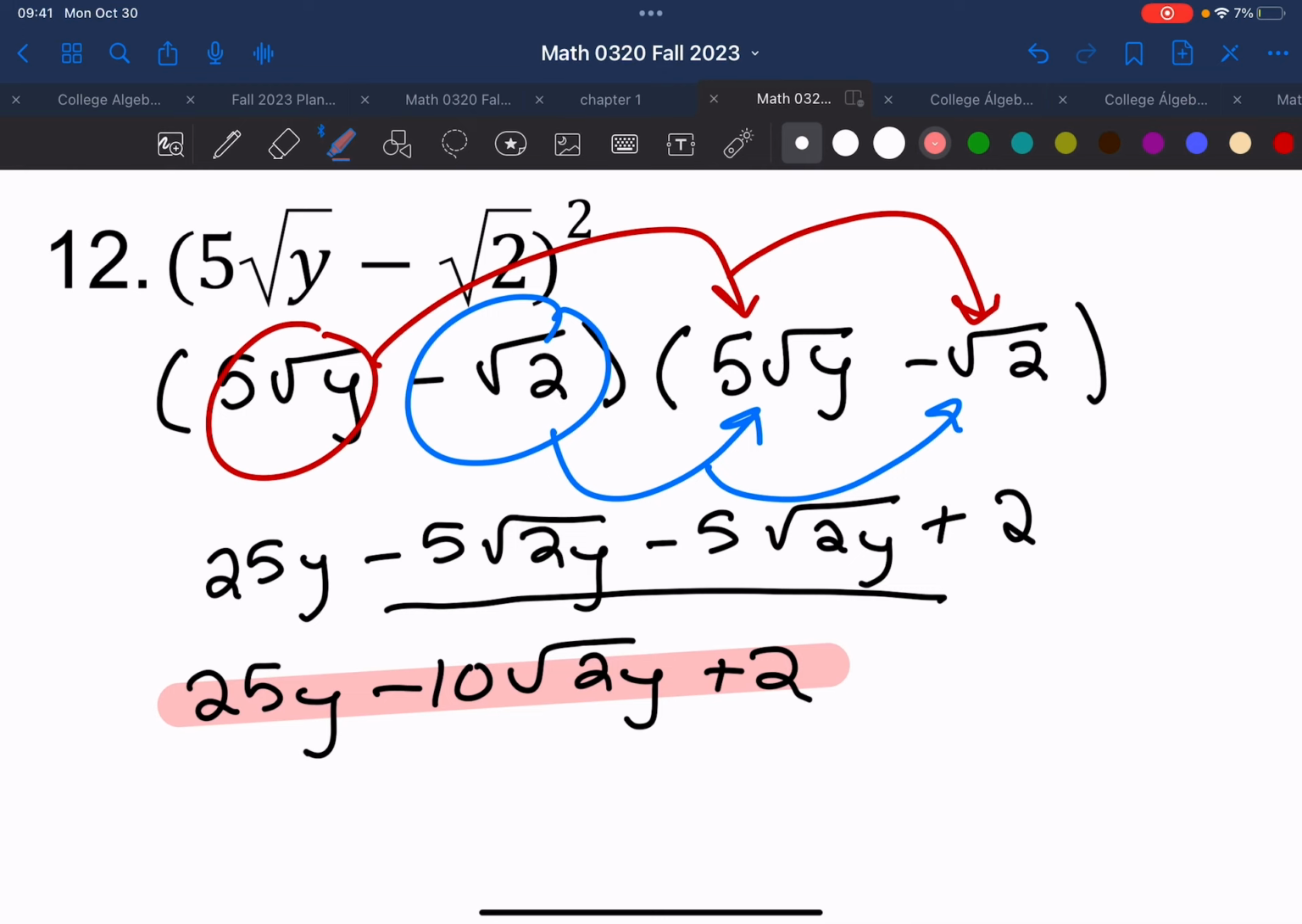What do you notice about the middle terms every time? They're the same. So we could keep that in mind when we do it next time.